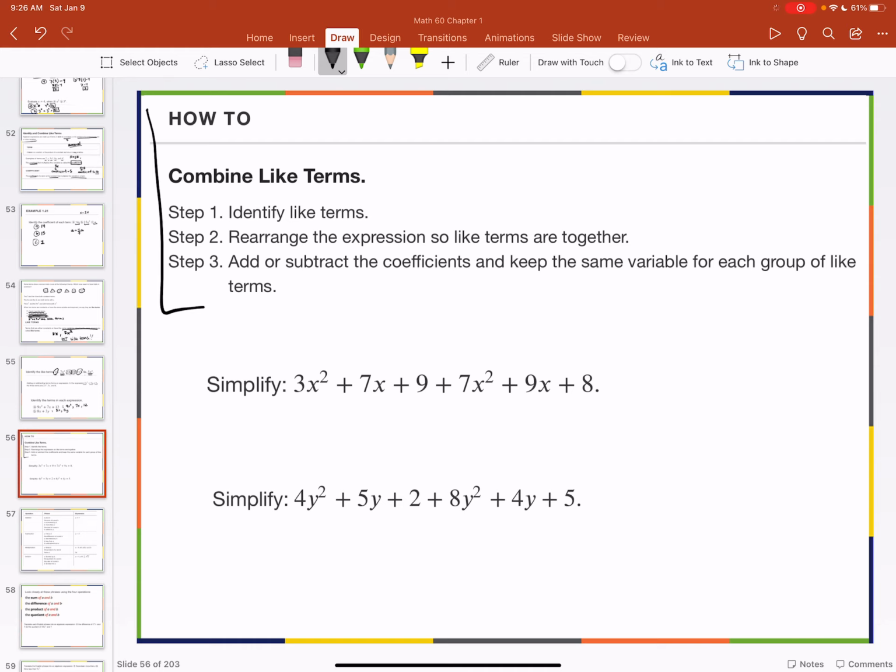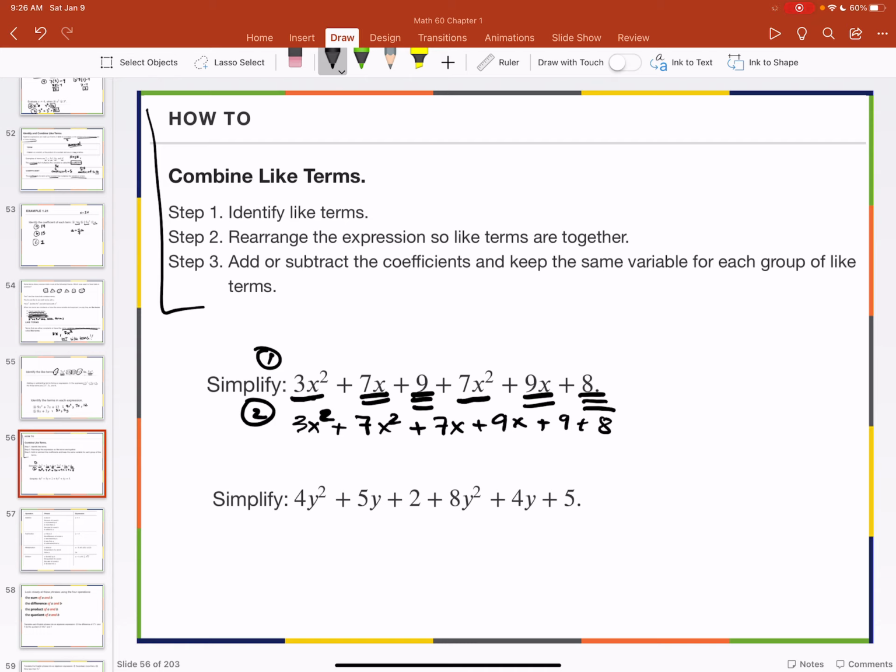So let's say here we have 3x squared plus 7x plus 9 plus 7x squared plus 9x plus 8. Let's identify. The 7x is alike with 9x, and I have the constant 9, and its partner is over there. So this is step 1, identify. Step 2, rearrange them. If this helps you, do it. If it doesn't, then don't, it's okay. No one's going to hold you accountable in that way. I do want you to write everything out, because that way when you look back and wonder what you did, you can see what you did.